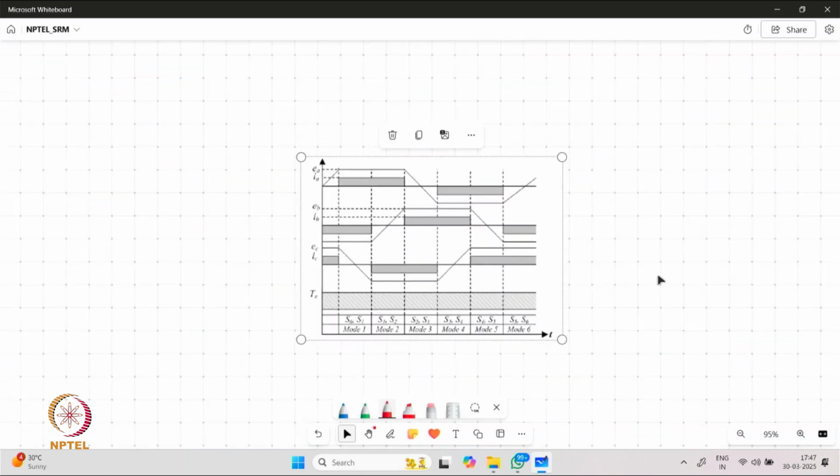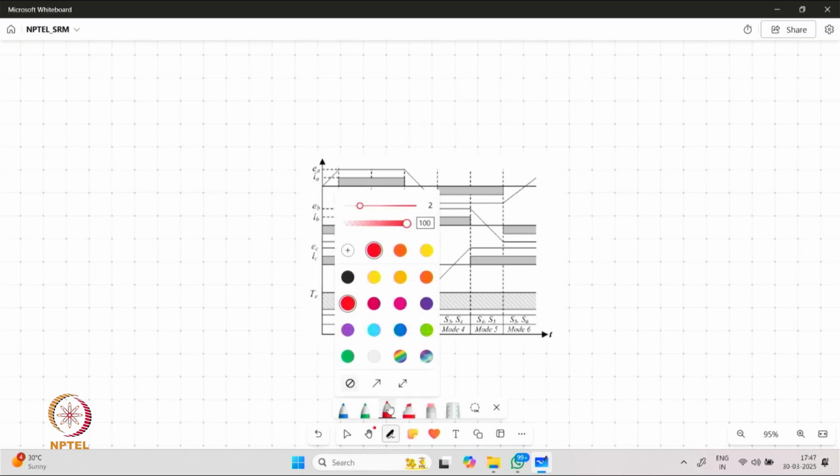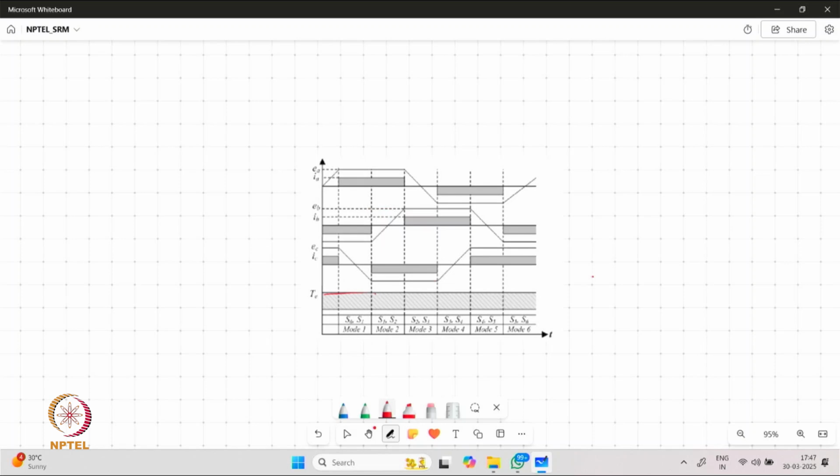So the same can be observed over here as well. What we are finding is that by having such operation, we are able to generate an almost uniform torque, and we can decide in which mode we are operating the machine. So different combinations of switches can be called different modes of operation, and the BLDC can be operated in this fashion.